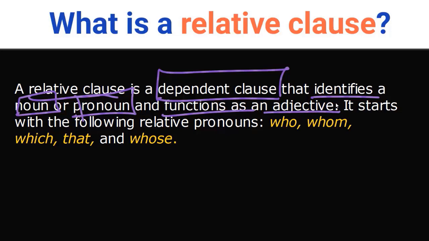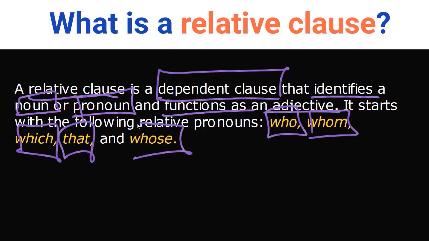So it is a dependent clause that functions as an adjective, right? What it does is identify a noun or a pronoun. That means it comes after a noun or a pronoun, generally a noun, and gives information about it. The information can be essential, important to the sentence, or non-essential, extra to the sentence, right? The only reason we give it the name relative clause is because it is a clause and it starts with a relative pronoun. And these are who, whom, which, that, and whose. These are the relative pronouns a relative clause starts with.